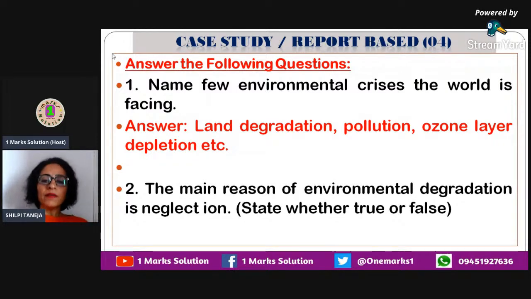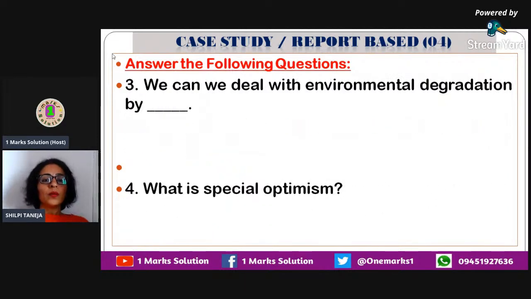Now, the main reason for environmental degradation is neglect. True? We are neglecting things. Continuously we are getting warnings for decades, but we have not taken any major step to improve or reduce it. So that can be neglect only. True?